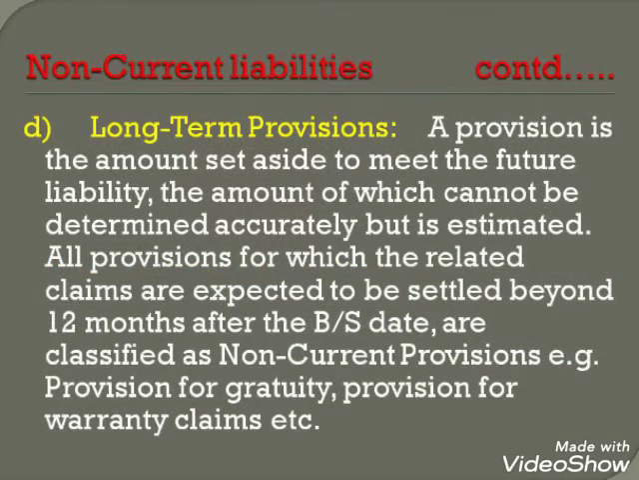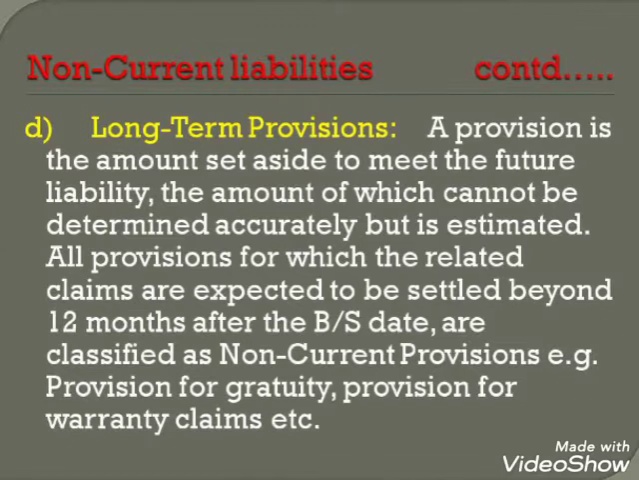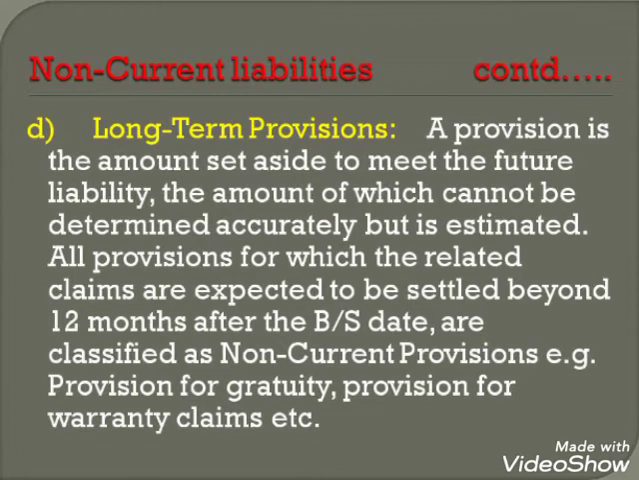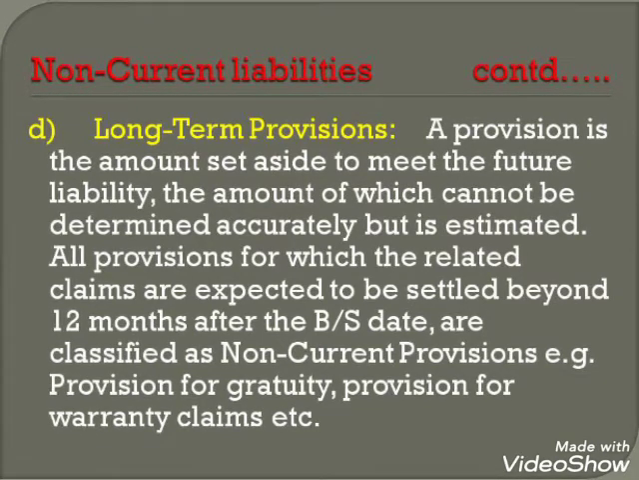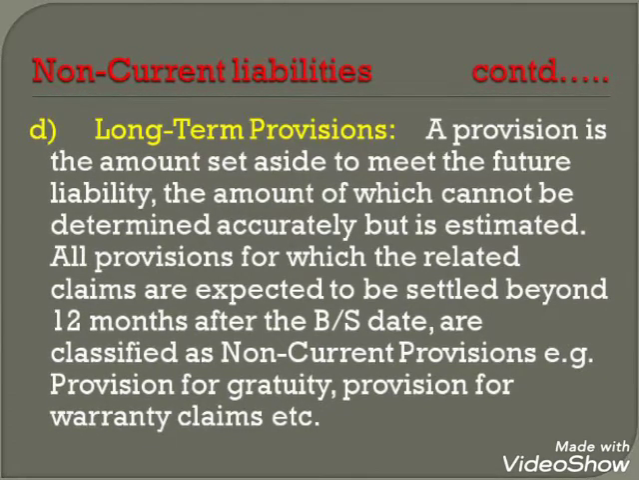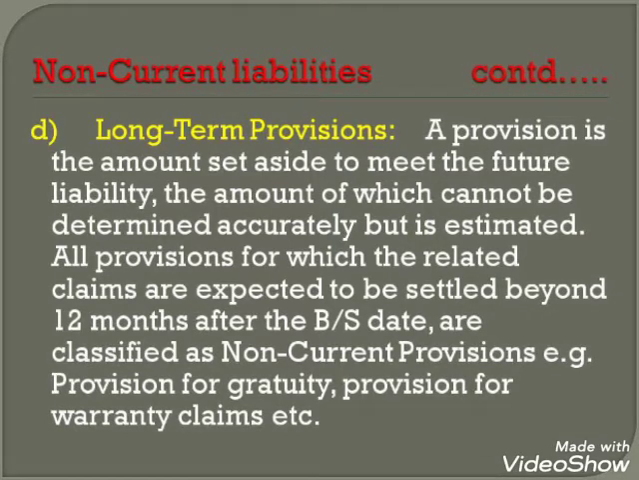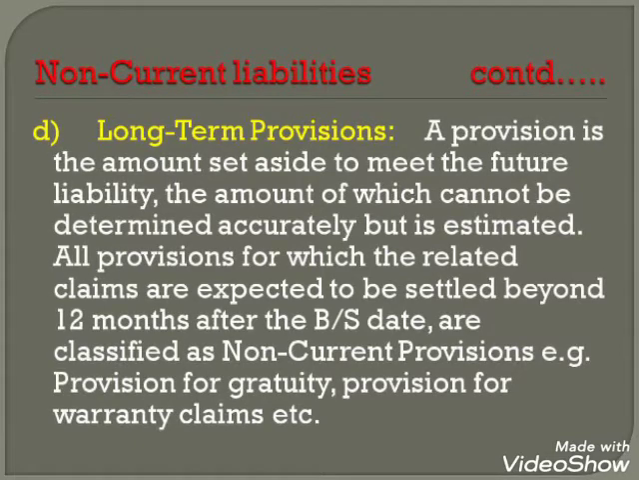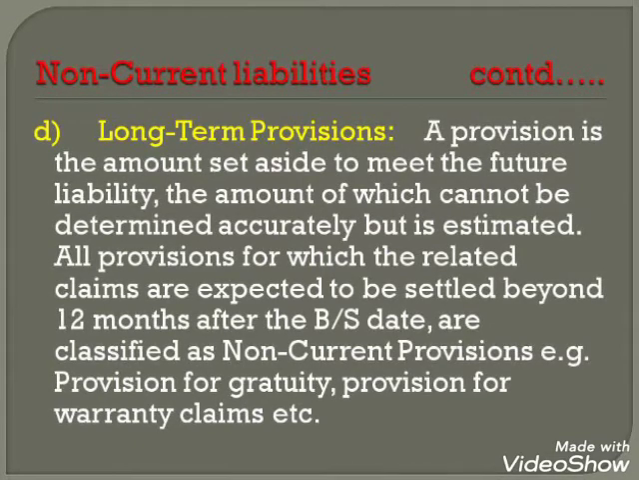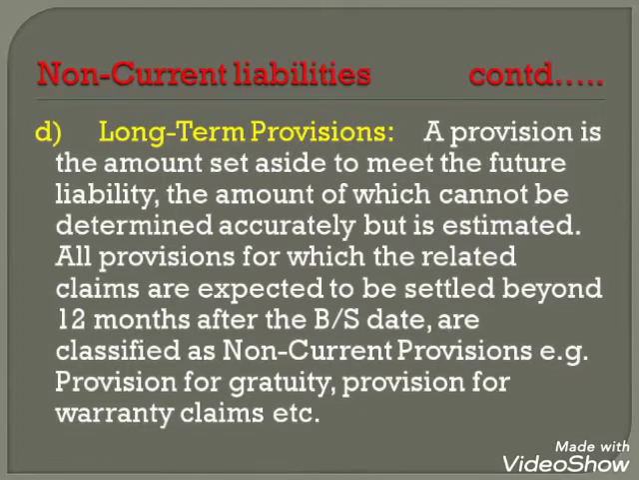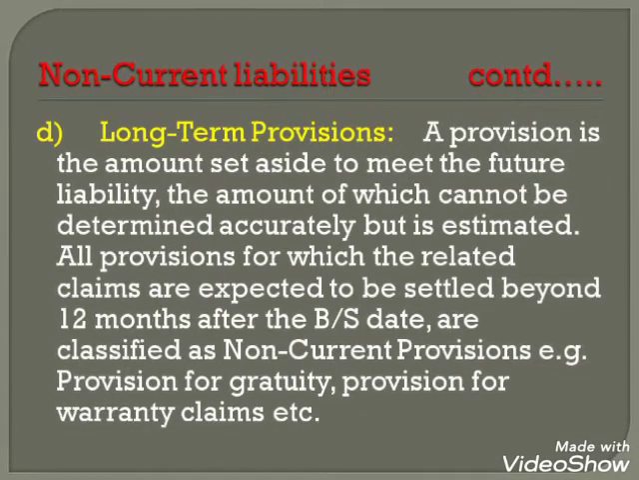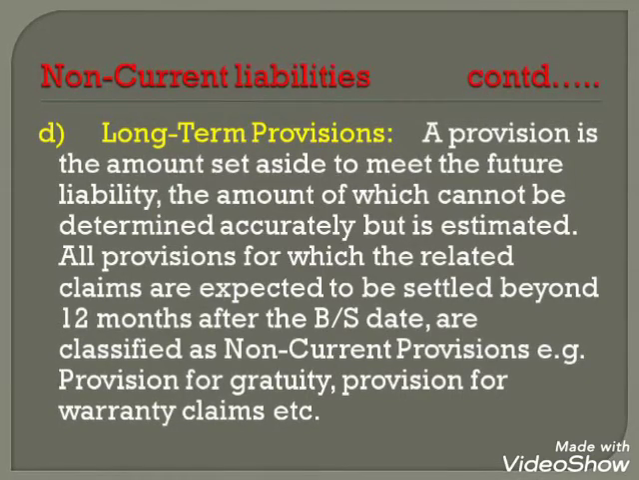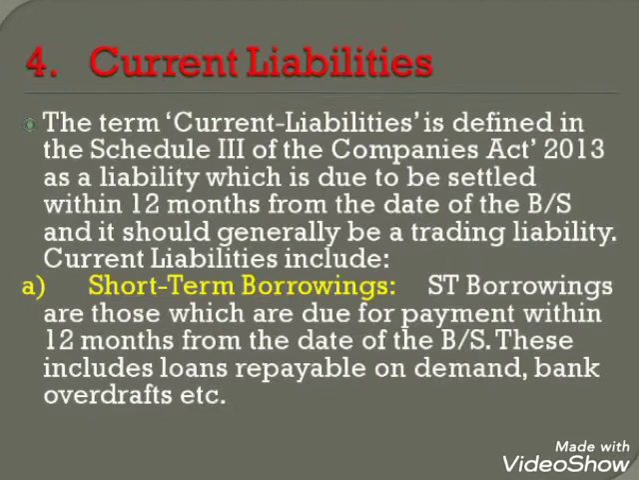Fourth subhead is long-term provisions. Provision is the amount set aside to meet a future liability, the amount of which cannot be determined accurately, so it is estimated. All provisions for which the related claims are expected to be settled beyond 12 months after the balance sheet date are classified as non-current provisions. For example, provision for gratuity, provision for warranty claims, etc.